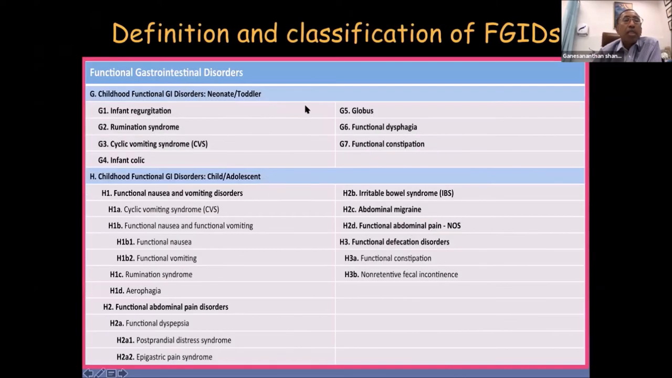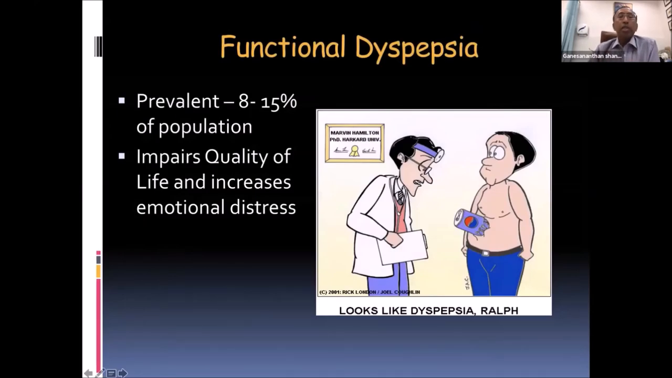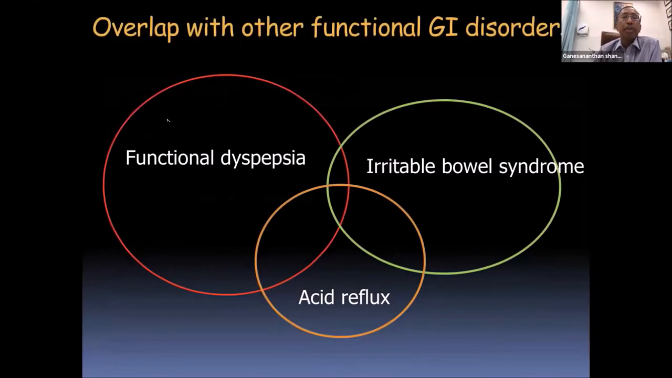Now, this is for children. You've got your own set of functional disorders in children. Again, my topic for today is honing in on gastroduodenal disorders, functional dyspepsia, which includes postprandial distress syndrome and epigastric pain syndrome. Functional dyspepsia is common, and the prevalence in a population would be about 8 to 15%. And we know, just like reflux disease, it impairs quality of life and increases emotional distress in people.